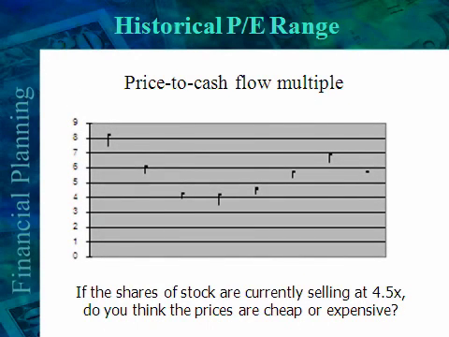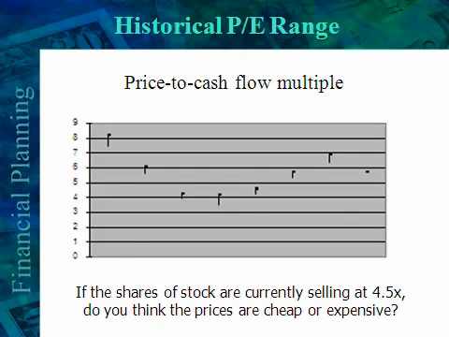You already heard that market multiples can be used for self-comparison purposes. What does that mean? It means you can compare the current multiple of a stock to its historical range to get a sense of how the market is valuing it. For example, if shares of a stock are selling at 4.5 times cash flow, do you think the price is expensive or cheap based on the chart depicted here?